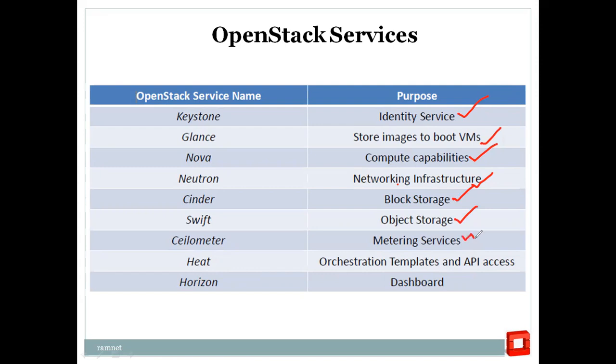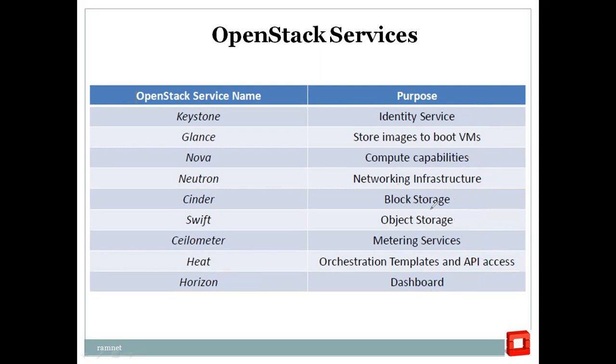Ceilometer, the metering service, we are not discussing this. Heat, orchestration templates. Horizon is a dashboard like this. So these are all where it has been run, which service is running in either a node or controller or somewhere. We'll be seeing it in the next slide.